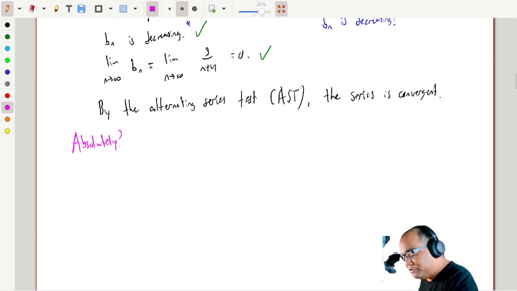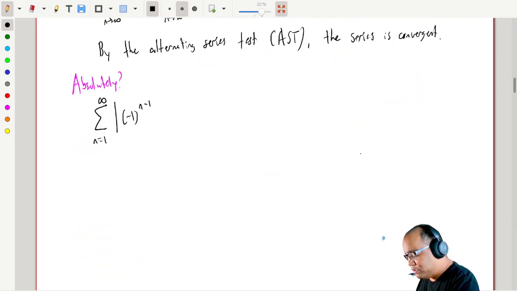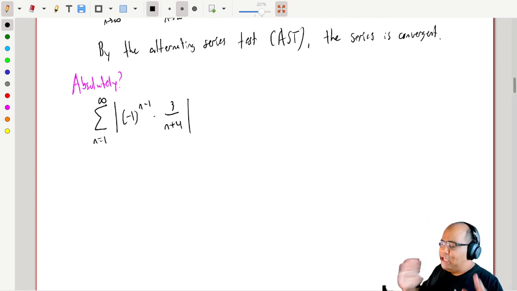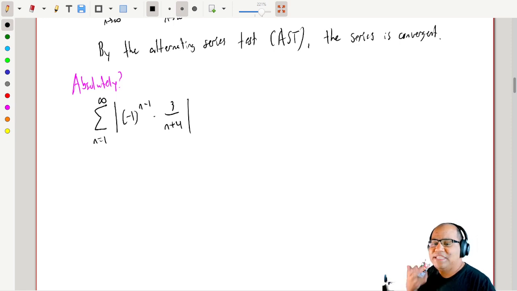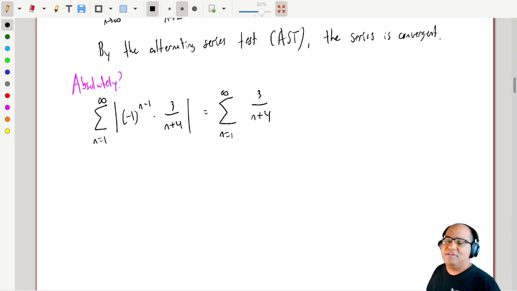So to see if this thing converges absolutely, we're going to look at the sum of the absolute values here. So we're just going to put in absolute value signs here. So we had, what was it? -1 to the n minus 1, times 3 over n plus 4. Now, when I take absolute values, I'm just changing anything with a minus sign to a plus, and so I'm just getting rid of the alternating bit. And what that really means here is I'm just looking at my helper sequence. So we have the sum from n equals 1 to infinity of 3 over n plus 4.